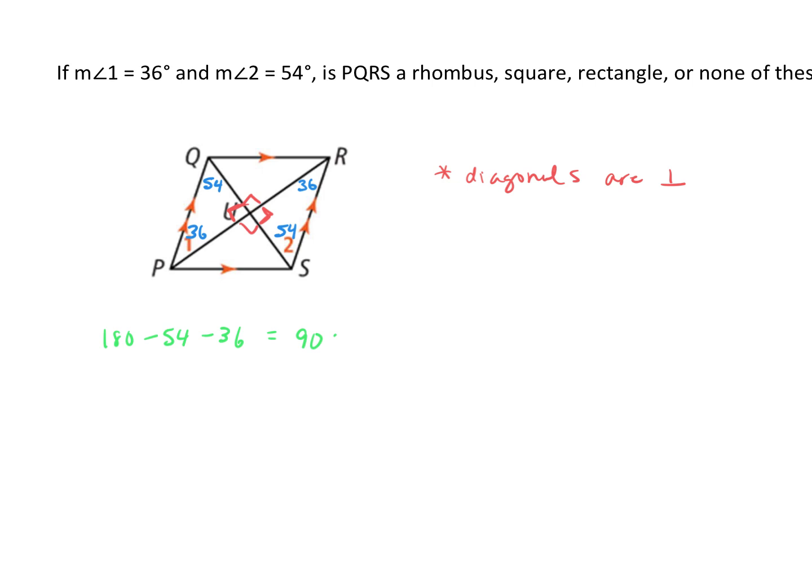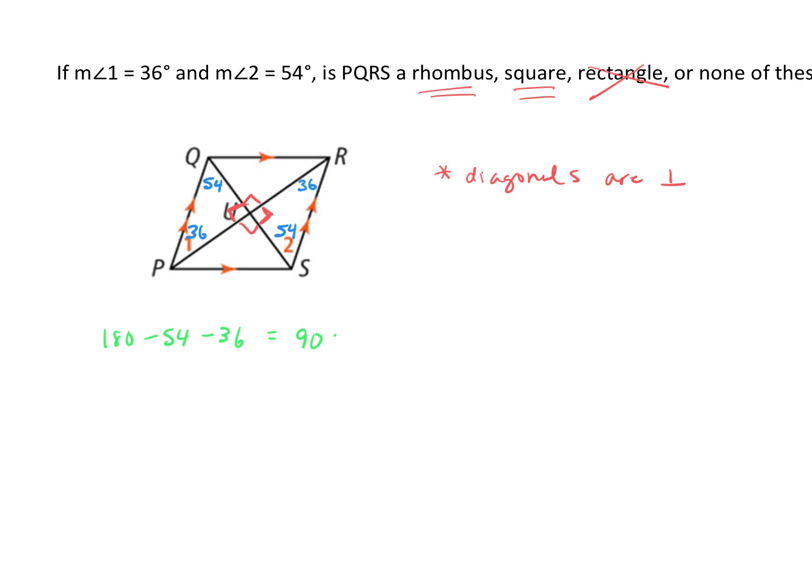So when your diagonals are perpendicular, we can get rid of a rectangle. A rectangle does not have perpendicular diagonals. So we're trying to figure out, could this be a rhombus or a square? The difference between a rhombus and a square is that a square will have 4 right angles and a rhombus will not. And those are angles at the vertices, not in the middle where your diagonals meet.